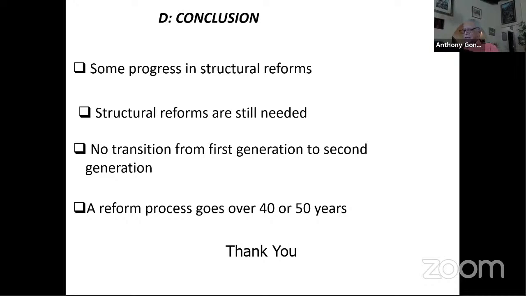The harsh reality is that we have dropped the ball, at a time when second generation reforms were needed. Now, reform, as you may know, is a long-term process. It goes over 40 to 50 years.